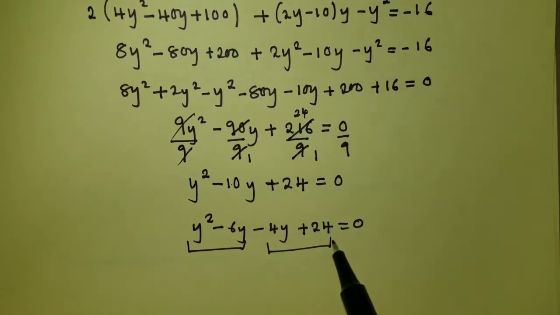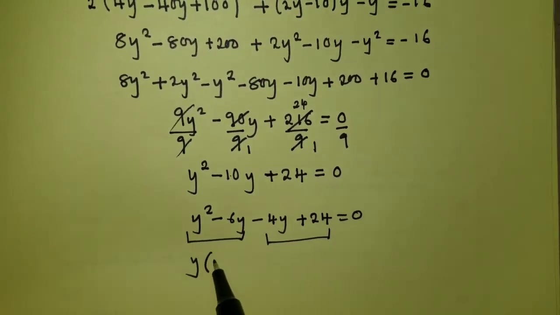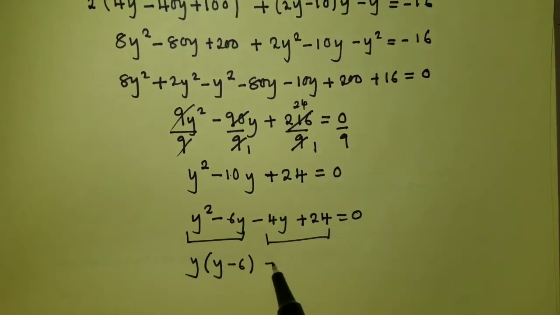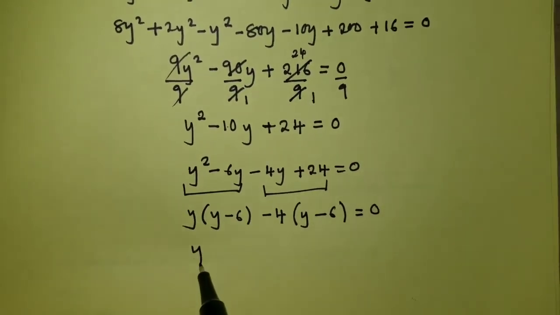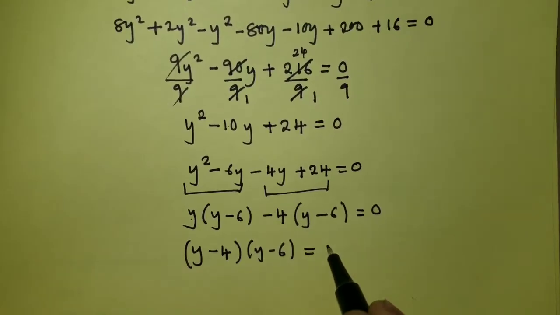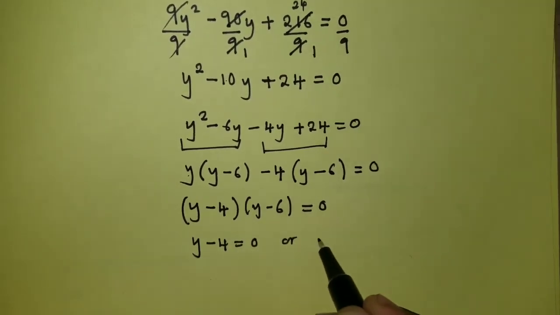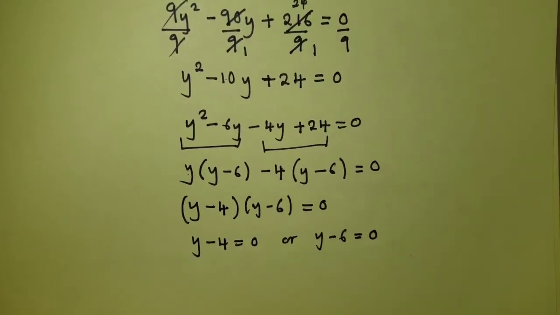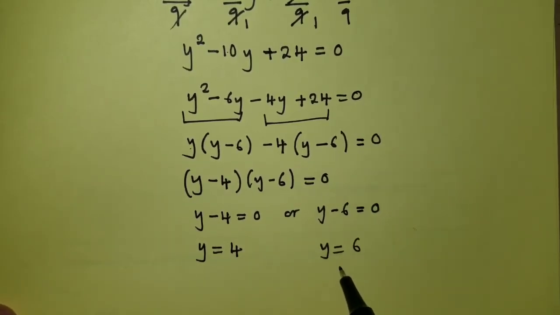So at this point and this point, we group. So we shall have y is common here. We are remaining with y minus 6. Here it's a negative 4 that is common. We shall remain with y minus 6, which is equal to 0. So here we get what is in front of the brackets, this and this. We shall say y minus 4 is equal to 0, or y minus 6 is equal to 0. This implies that y is equal to 4, or y is equal to 6. So I found two solutions, or two y values.